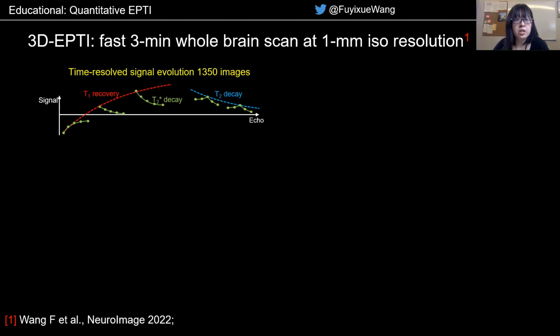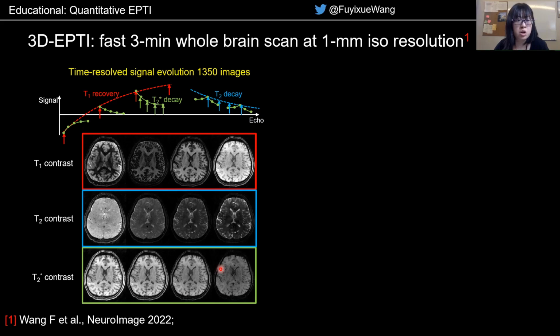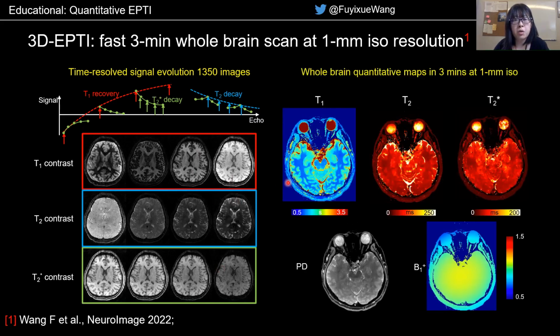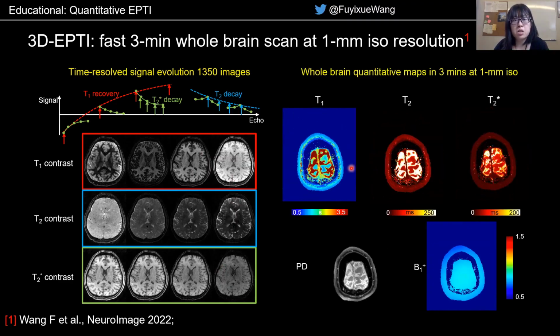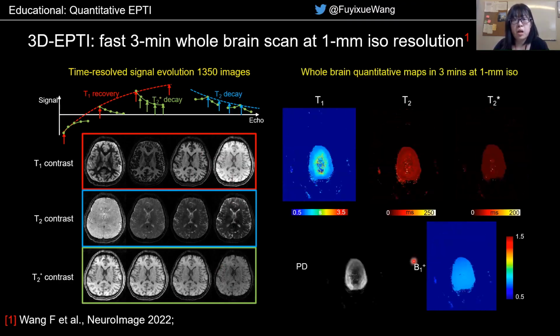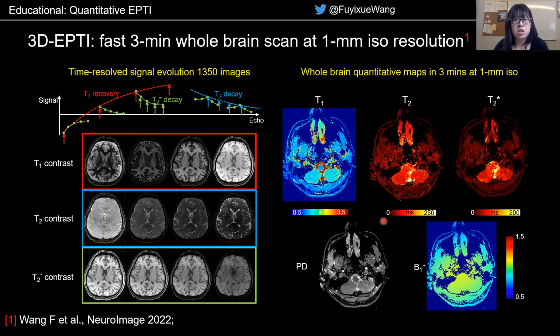3D EPTI achieved a fast 3 minute whole brain scan at 1 mm isotropic resolution. It resolved thousands of multi-contrast images with varying T1, T2, and T2 star contrast. And from these images, we can get high-quality whole brain quantitative maps, including T1, T2, and T2 star, proton density, and B1 at 1 mm isotropic resolution, all in just 3 minutes.